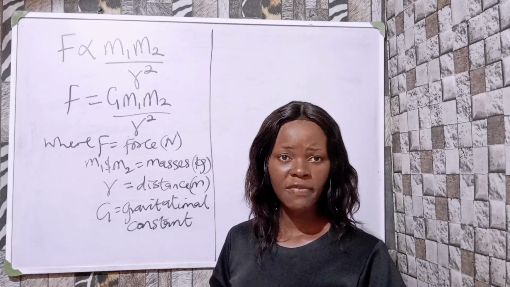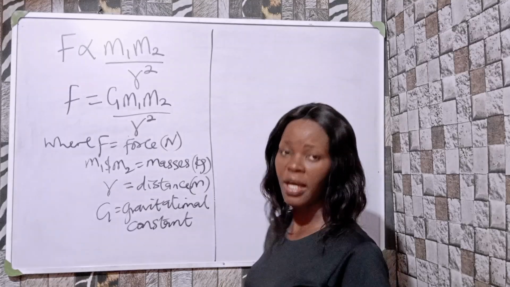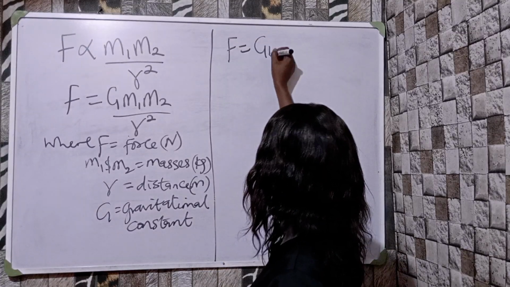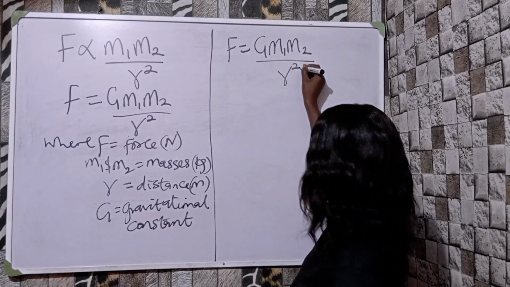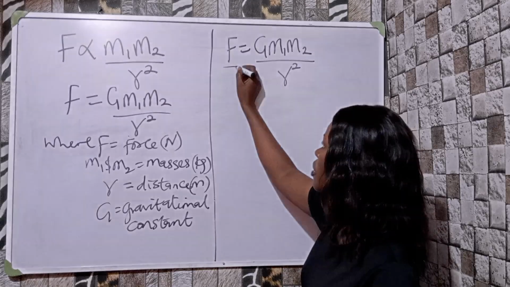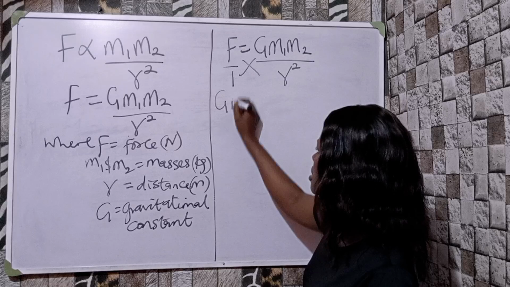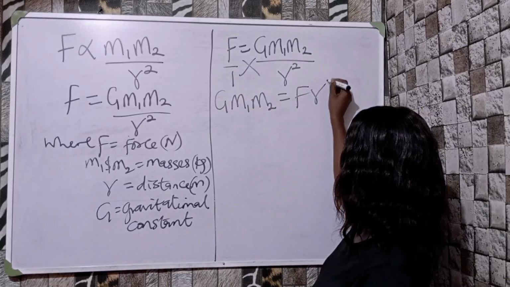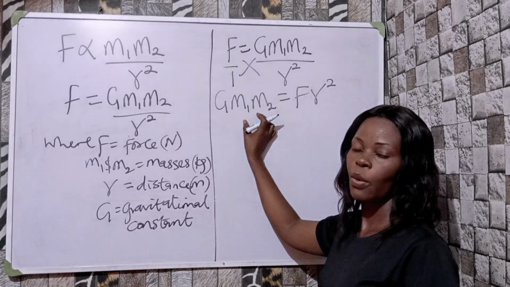I want us to get the value of G. How do we get the value of G? By equating this and making G the subject of the formula. So let's go. F is equal to G m1 m2 over r square. If I want to make G the subject of the formula, I'm going to say this is over 1, cross multiply. So I have G m1 m2 is equal to F r square.